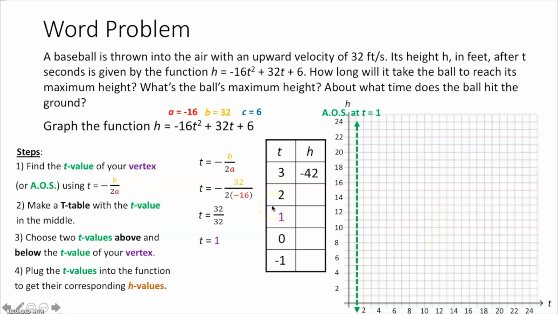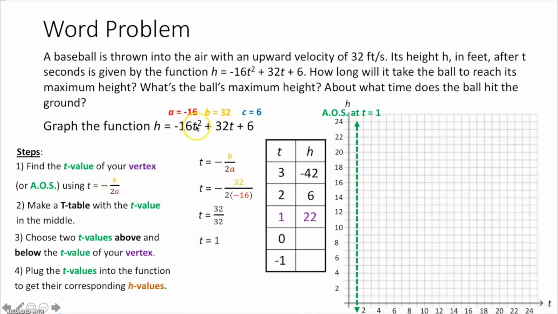We go to 2. 2 squared is 4, times negative 16 is negative 64. 32 times t is 64 also. So negative 64 plus positive 64, those cancel each other out. Then you add 6, you get 6. And we plug in 1. 1 squared is 1, times negative 16 is negative 16. 32 times 1 is just 32. So negative 16 plus positive 32 is positive 16. Plus 6 is 22.